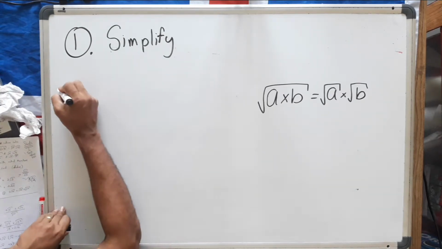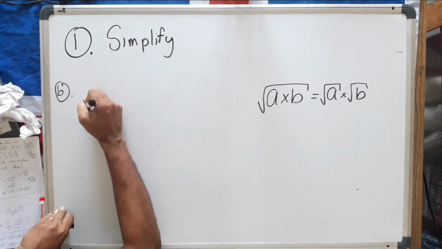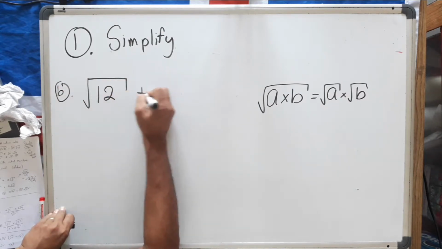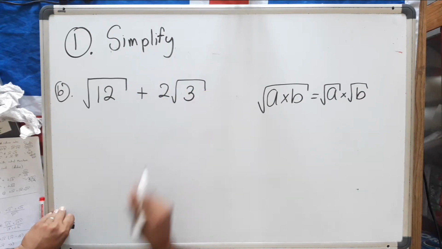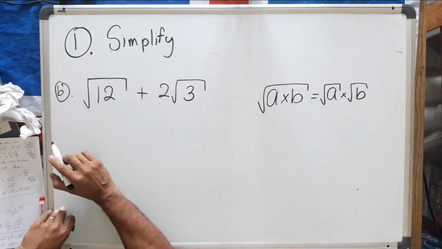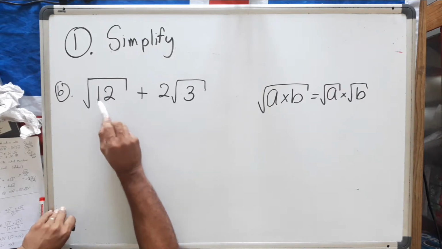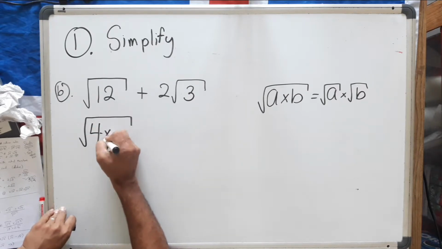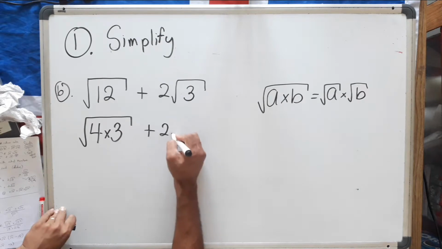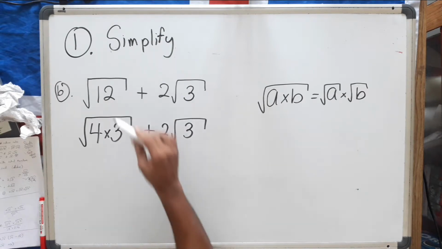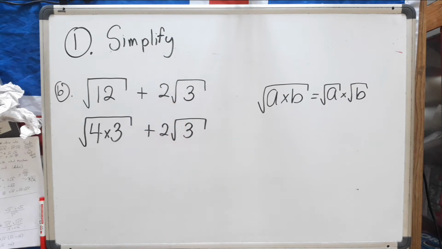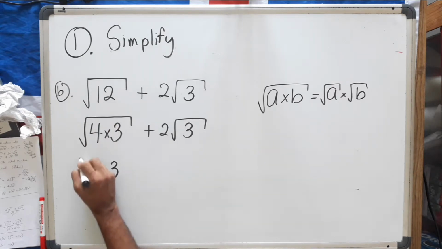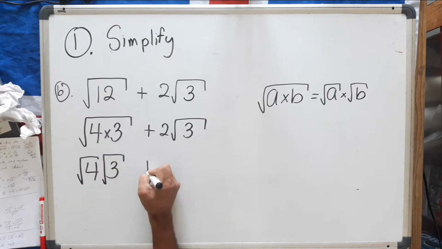All right, this is B. Let's simplify the square root of 12 plus 2 square root of 3. You're going to realize that in most of these questions, the bigger number, you're going to have to split it up into 2 numbers. For example, 12 is the same thing as 4 multiplied by 3. And don't forget we have 2 multiplied by the square root of 3. This and this have the same value, because 4 by 3 is 12. So according to this rule, we can split up the 4 and the 3 and give each of them their own individual square root signs.